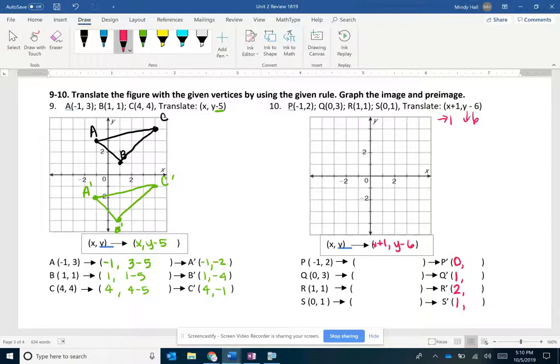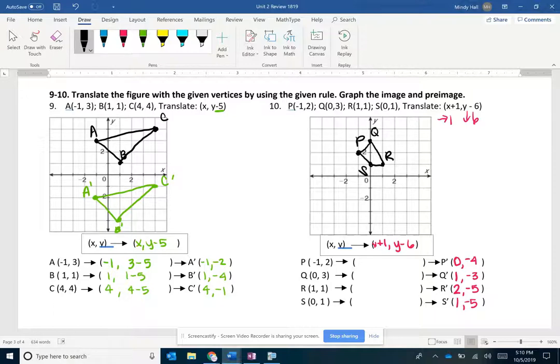I know I did it really slow that time around, but all right, so then y minus 6. 2 minus 6 gives me -4. 3 minus 6 gives me -3. 1 minus 6 gives me -5. And again, 1 minus 6 gives me -5. So then when I plot these, p at -1, 2, q is at 0, 3, r is at 1, 1, and s is at 0, 1. So it's just a little tiny quadrilateral.